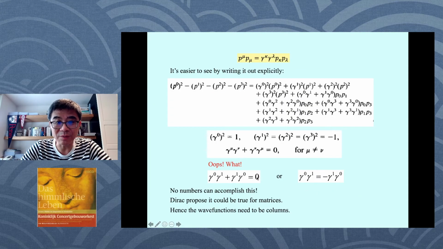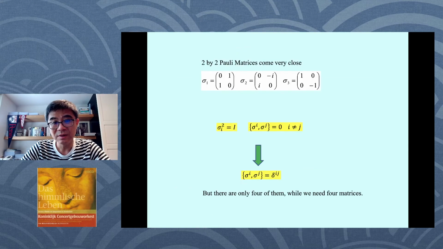Remember, we need 4 of them: gamma 0, gamma 1, gamma 2, gamma 3, because we are talking about space-time. There are 4 dimensions. Therefore, 3 Pauli matrices, even though they come close to the relation we want, do not work because we need 1 more.